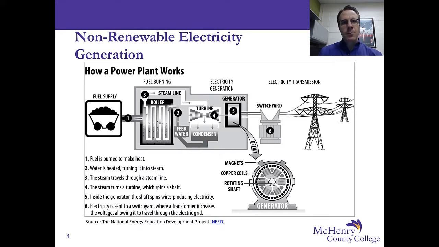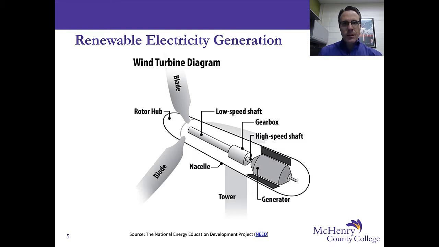Now, if we contrast this picture with the next one, this is an example of renewable electricity generation. In this case, we have wind. We could have used many other ones, but wind is a handy one here. Notice that at the very front, we have the rotor hub and a couple blades listed here. Usually turbines have 3 blades. And this wind turbine, that turbine word is important because remember, a turbine's job is to spin. These blades capture the wind, and then a spin is induced.